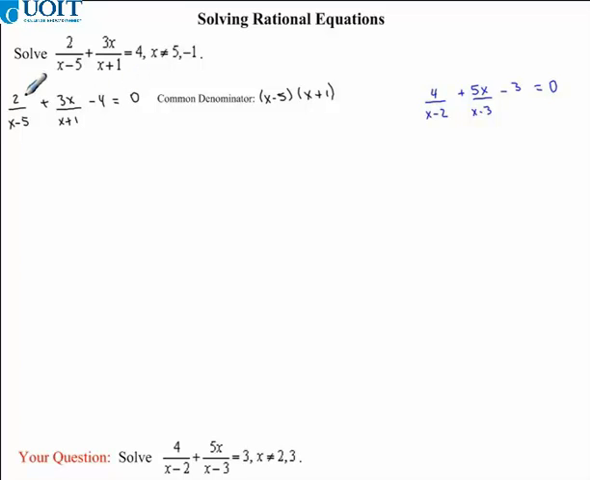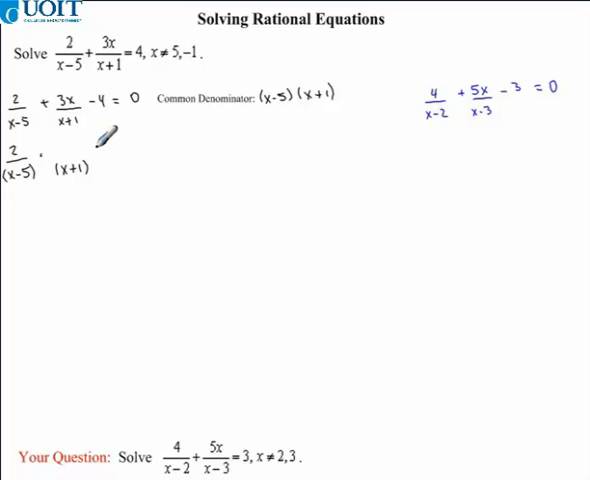So let's take a look at our first term, 2 divided by x minus 5. We already have x minus 5 in the denominator, but we need to multiply it by x plus 1 to get our common denominator. So we want to multiply x minus 5 by x plus 1.